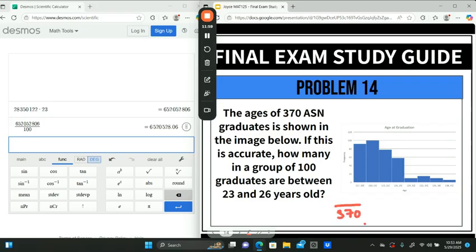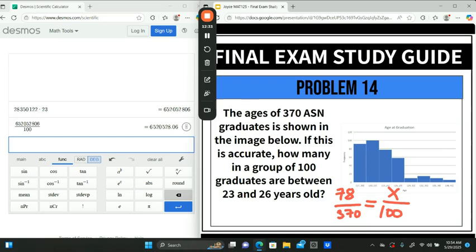Out of 370 graduates, we want to know how many are between 23 and 26. So we look at this bar graph right here. This bar is between 60 and 80, a little closer to 80, so I'm going to say about 78. Then we want to know if the total is 100 graduates. So the total goes on the bottom. We want to know how many are between 23 and 26, and since we don't know that, we're just going to call that X.